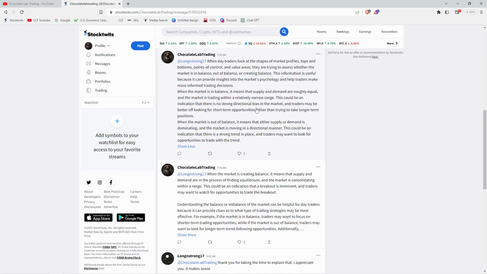When the market is in balance, now this is generally, each situation is slightly different, but you always need to understand the context that you're in. But generally, it means supply and demand are roughly equal. The market is happy to trade at, make up a number, whatever. And the market is trading within a relatively narrow range.